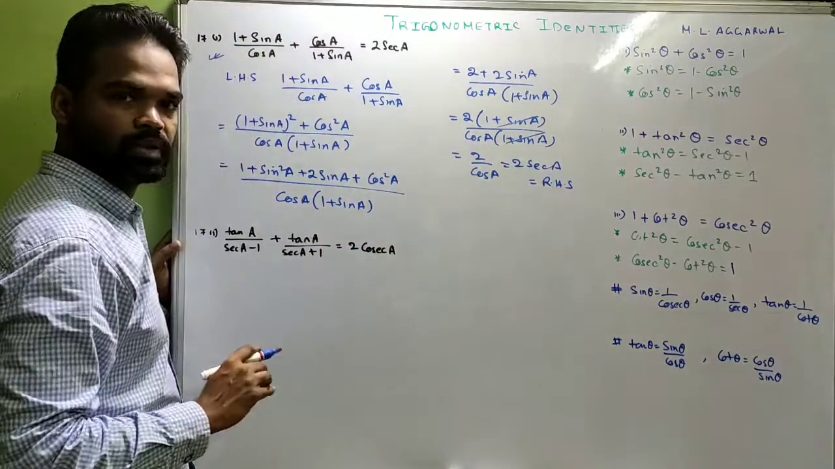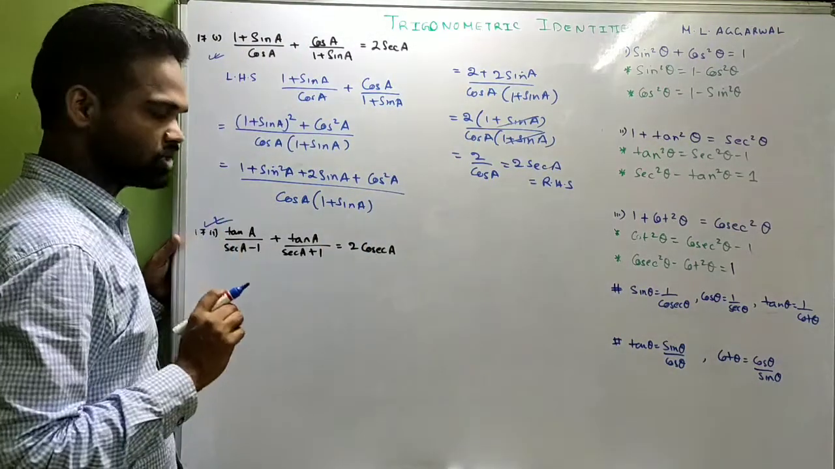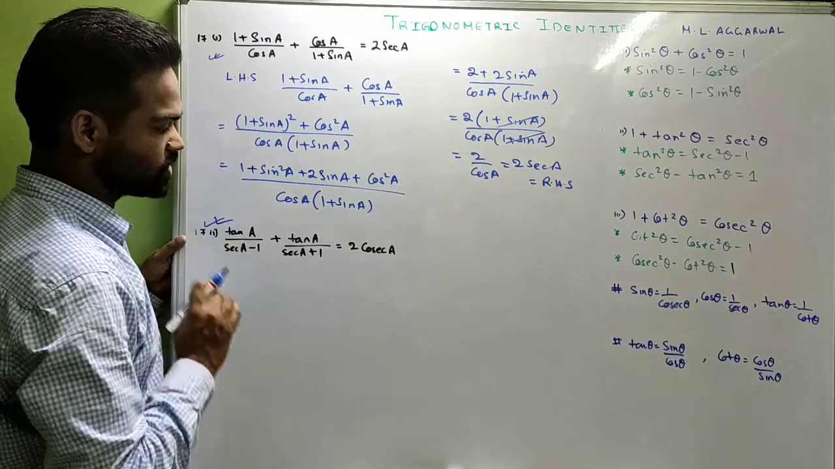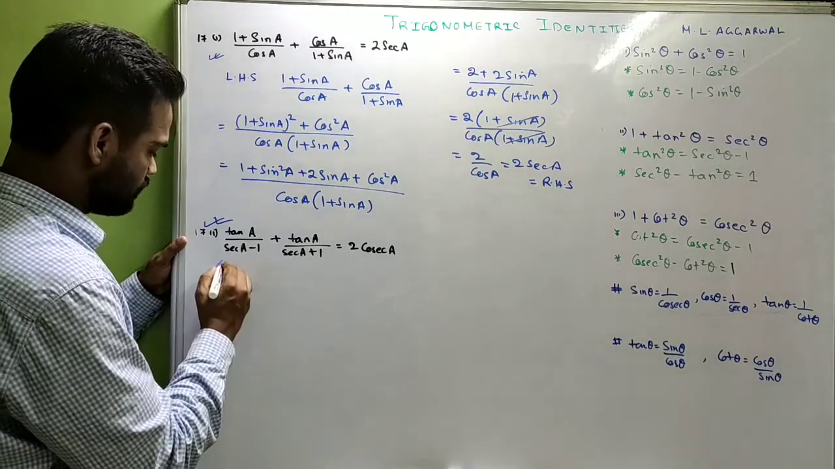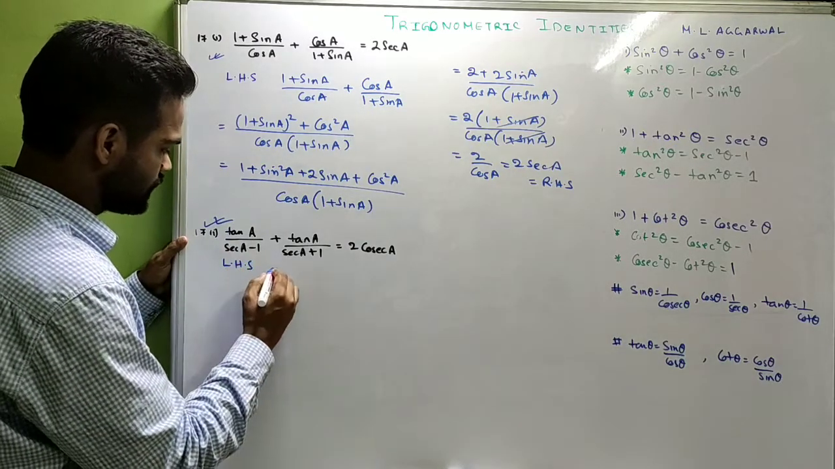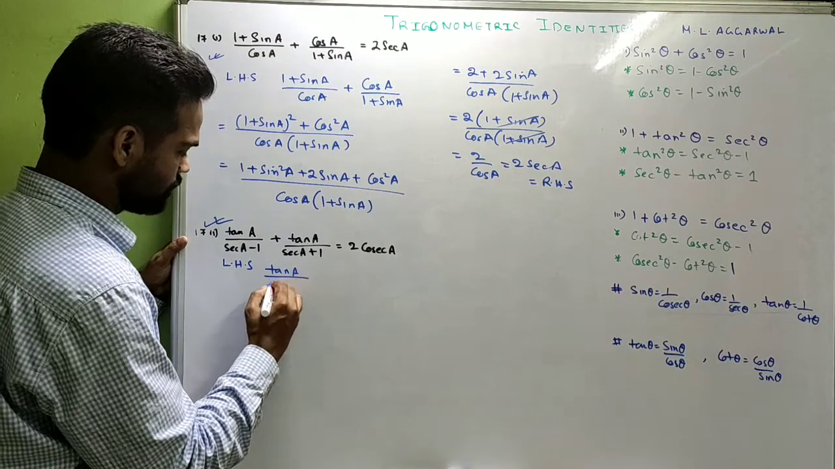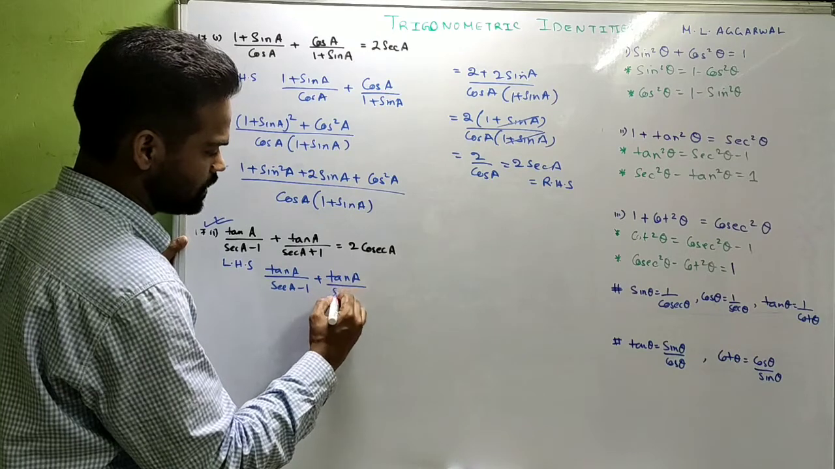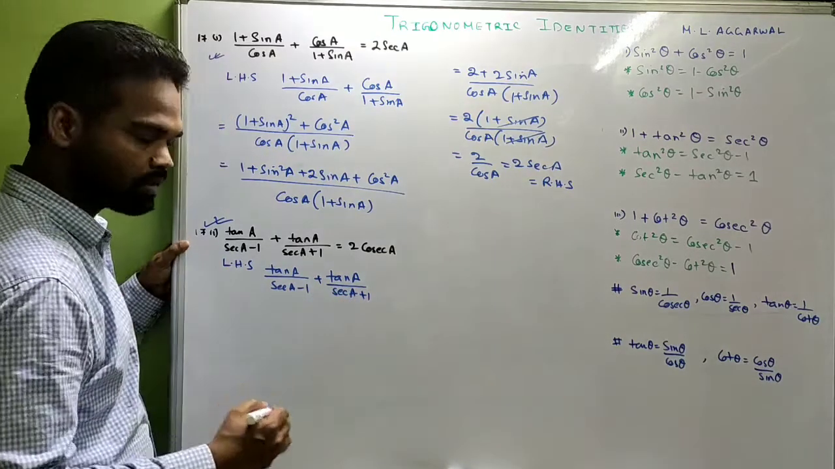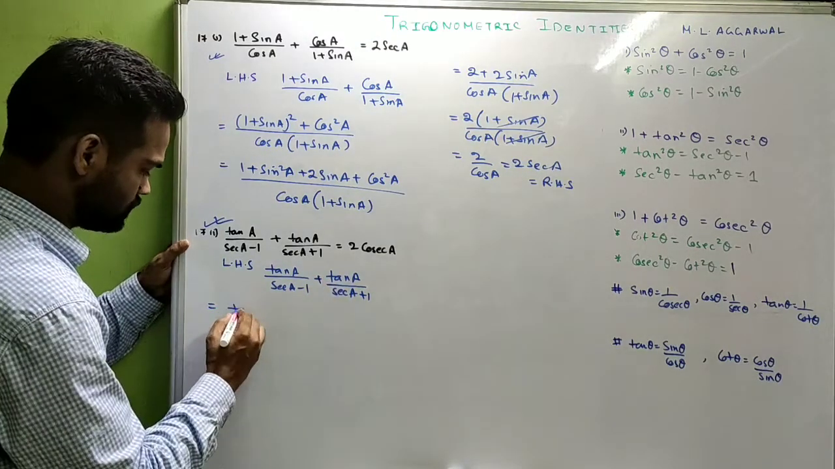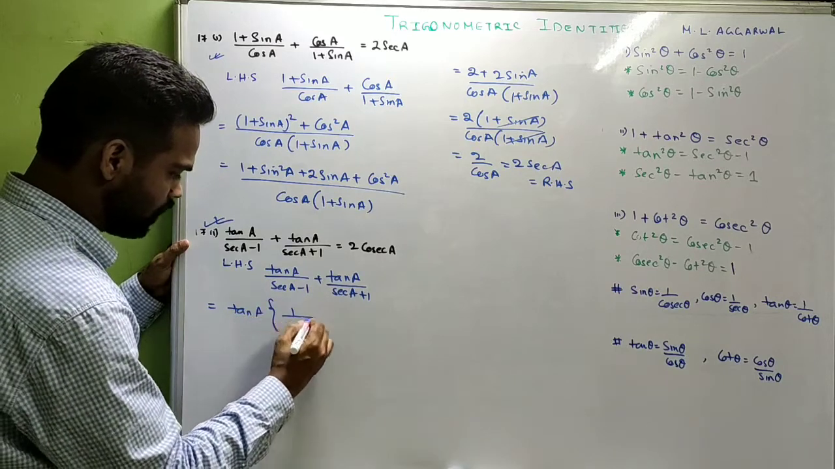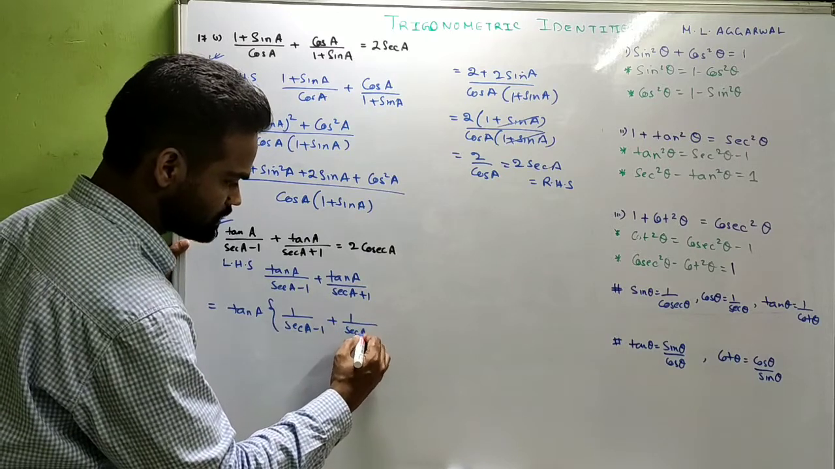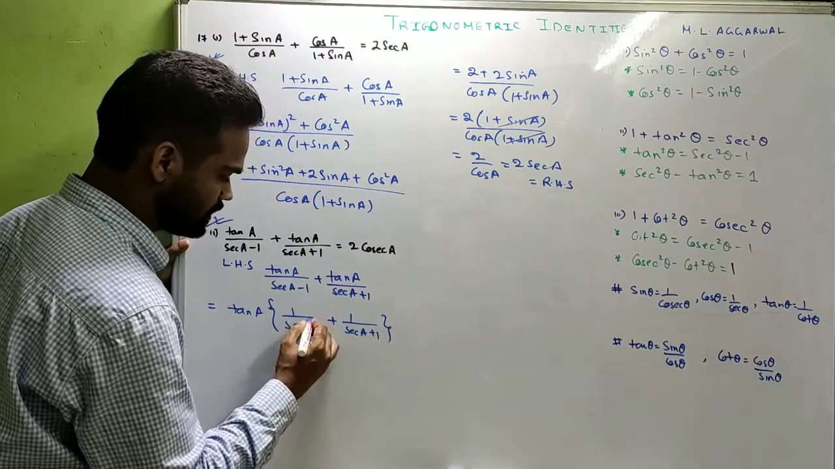Proved. Done. Now look at this. 17 part 2. Prove that tan A by (sec A minus 1) plus tan A by (sec A plus 1) equals 2 cosec A. Very easy. Look at the left hand side. This is tan A by (sec A minus 1) plus tan A by (sec A plus 1). What I'll do? I'll take tan A common. So what remains? 1 by (sec A minus 1) plus 1 by (sec A plus 1) remains, isn't it?